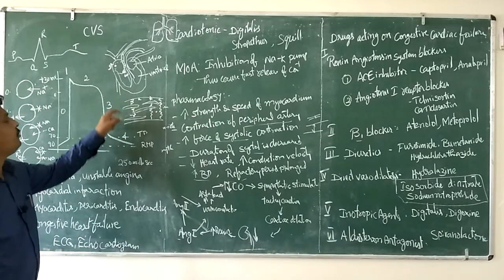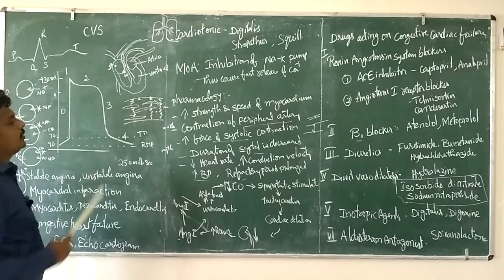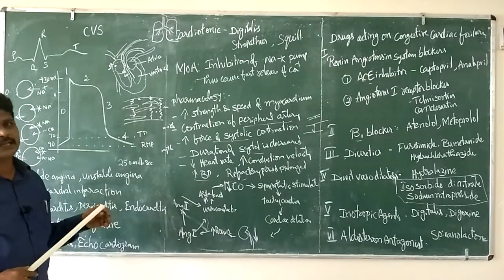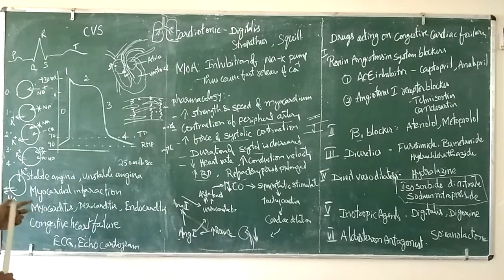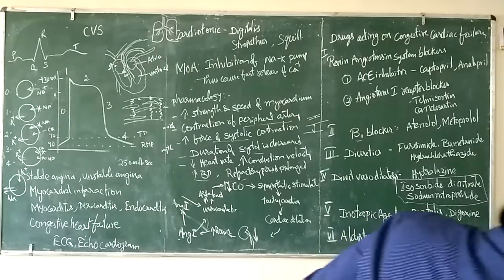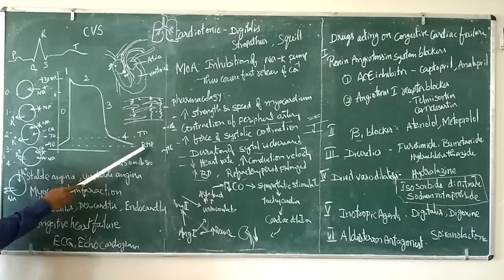Here it consists of gaps, and because of these gaps there will be a continuous flux of ions, calcium and sodium. That makes the tissue highly active. Coming to this, normally the heart is at rest at minus 90 millivolts, which is called the resting membrane potential.